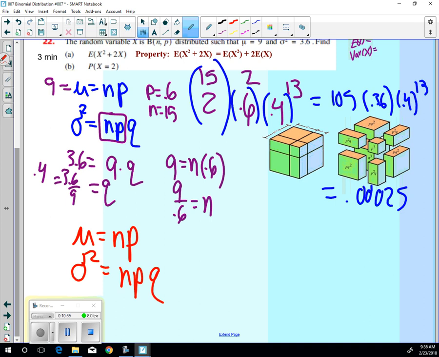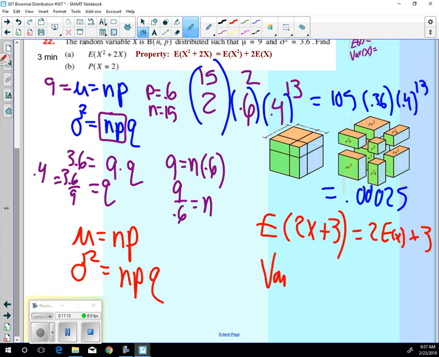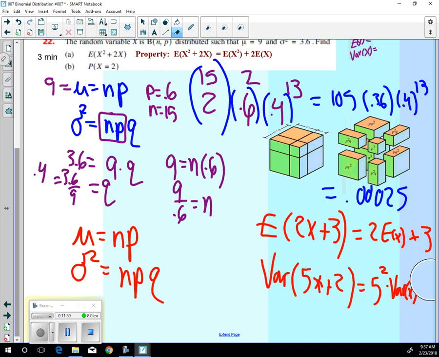Two quick things to just review. E of 2x plus 3 is going to be 2E of x plus 3. Variance of 5x plus 2: what that's going to be equal to is 5 squared times the variance plus 0. You don't add anything. There's no variance. The 2 doesn't do anything to change the spread. So just remember those will be helpful.